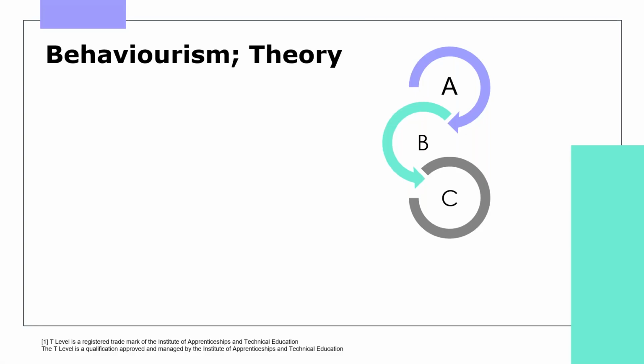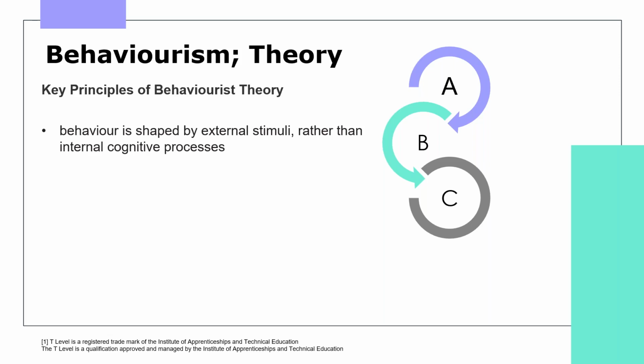So let's begin. Let's start by exploring the key principles of behaviourist theory. Behaviourism theory states that behaviour is shaped by external stimuli and interaction with the environment, rather than internal cognitive processes. We can use our ABCs to help explain and remember this.